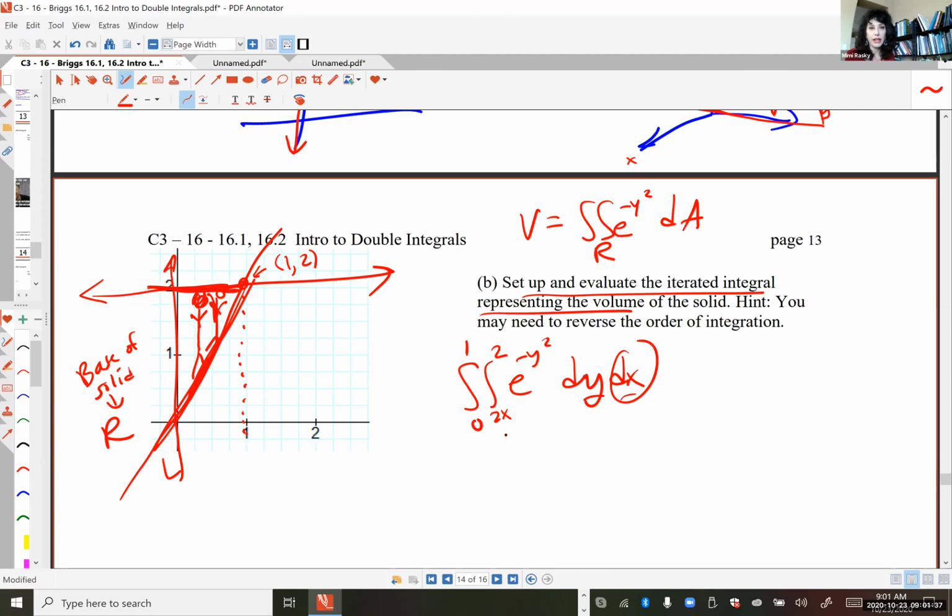Now, why do I claim that this integral, even though I set it up, is going to receive you 0 credit? But you said you'd give us credit for setting up a double integral. Not this time. I want you to see that this is not integrable.